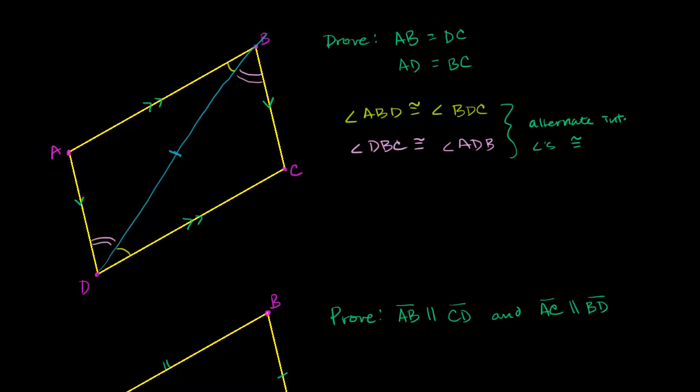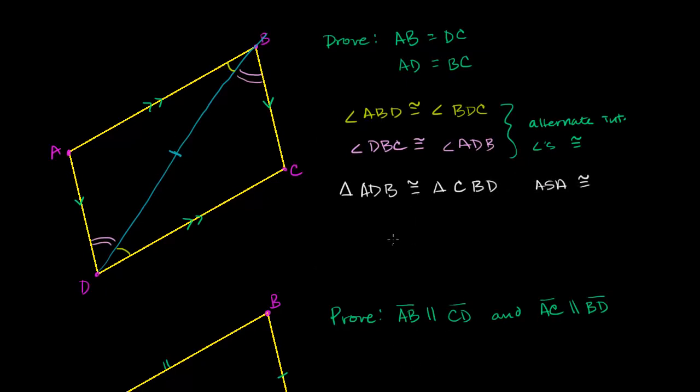So let me write this down. We have shown that triangle ADB, going from non-labeled to pink to green, is congruent to triangle CBD, non-labeled to pink to green, and this comes out of angle, side, angle congruency.